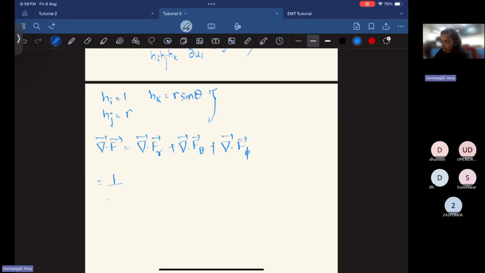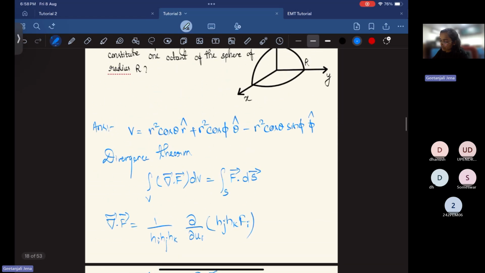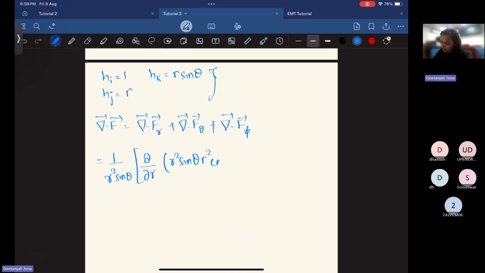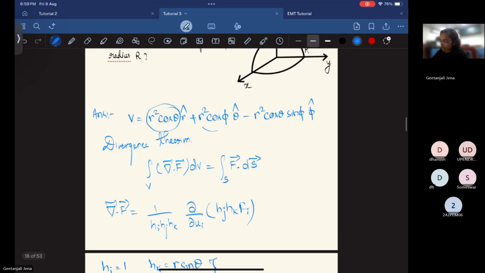So this is 1 by r square sine theta, dou by dou r. Here u i is r, and h j h k will give r square sine theta, and F of r we have r square cos theta. So r square cos theta. For dou by dou theta, we need to take h i and h k. So this will be r sine theta, and F of theta is r square cos phi.